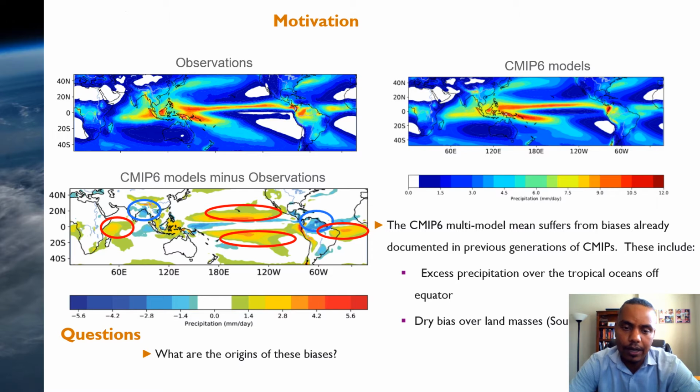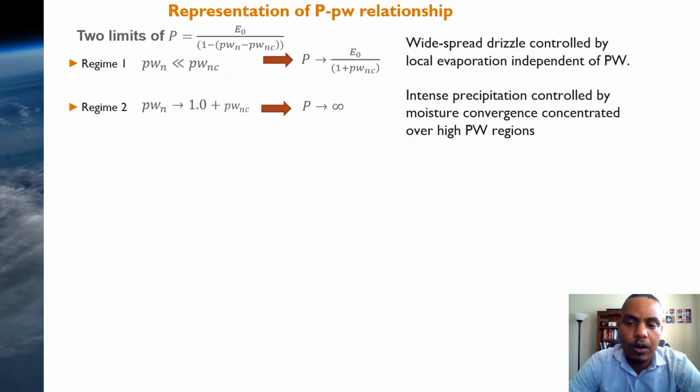So in this study, we aim to examine the origins of these biases using analysis of moisture, energy, and mass budgets. Our theoretical analysis indicates that these biases are related to the representation of precipitation and its relationship to precipitable water. Specifically, we derive an equation that relates precipitation with a normalized form of precipitable water and evaporation.